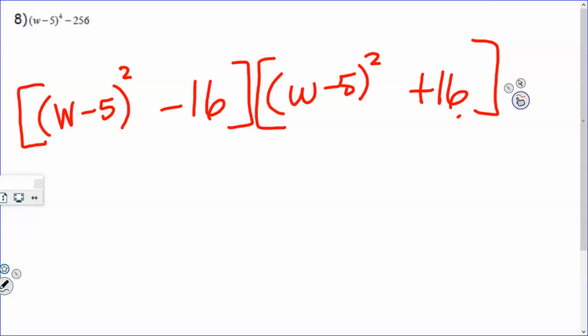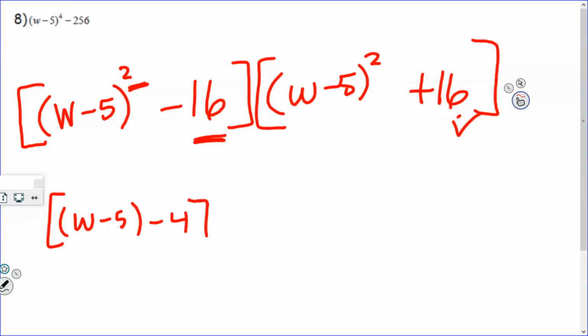Y'all want me to box that in? Are we ready? Are we done? No, we're not done. Well, that one's done. I mean, we know we can't go farther. But you still have a perfect square, and you still have an even exponent. So you got to keep going and get rid of that difference of 2 squares.